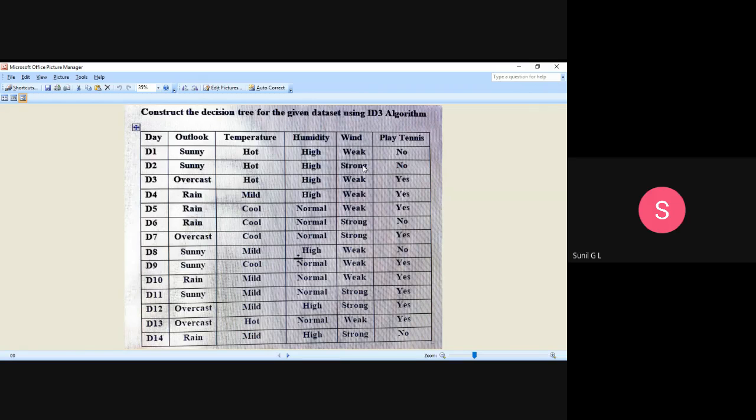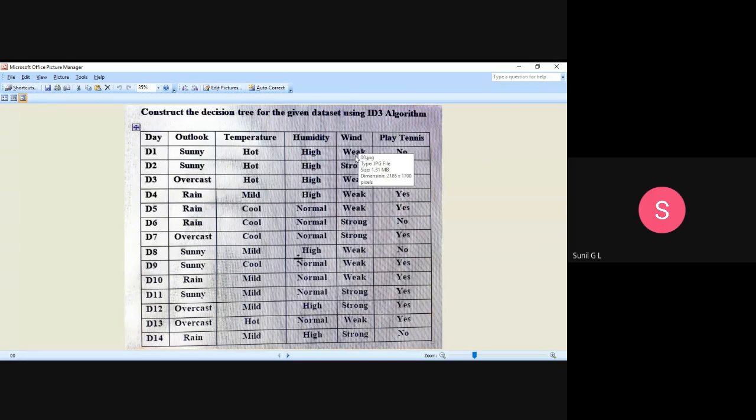How do you calculate the gain of humidity? First calculate the entropy of high and the entropy of normal. Here we have two different values. After calculating the entropy of high and the entropy of normal, we need to calculate the average information gain. After that, you need to calculate the gain of humidity with the whole data set, that is, the entropy of the whole data set minus the average information gain of humidity. Like that, you need to calculate.